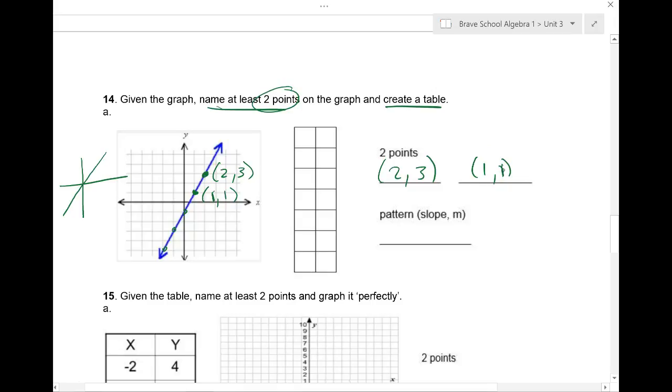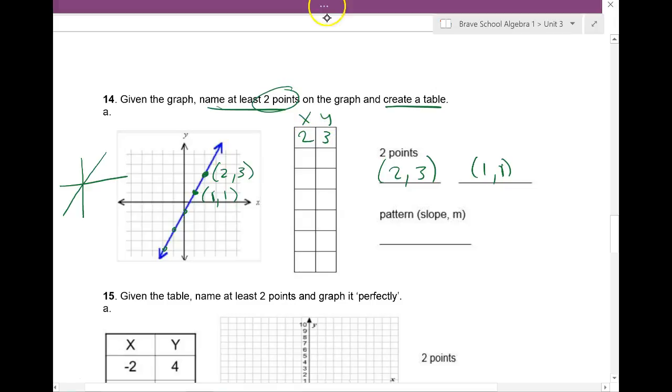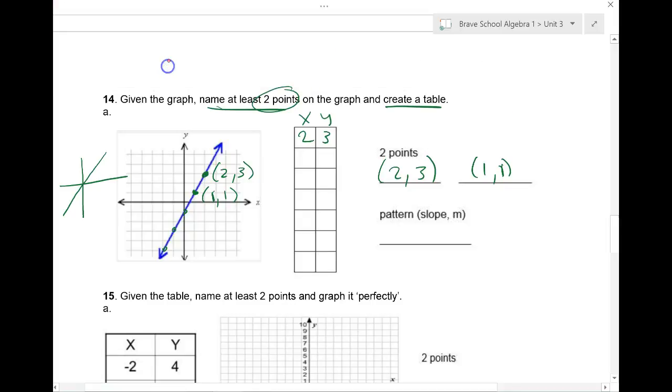Now, what you need to do is take one of these points and put it in the table. Remember that when the table's like this, x is on the left, y is on the right. But again, you need the slope in order to figure out the next points. It doesn't say how many points, so we're just going to fill up the whole table.